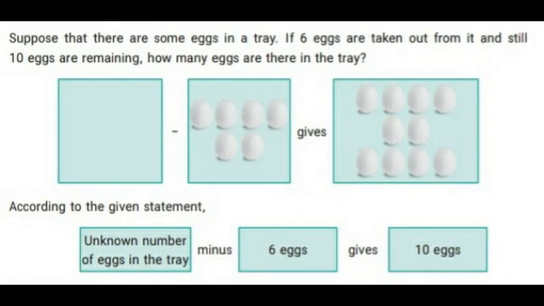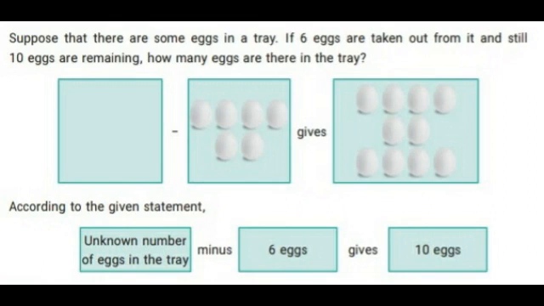Yes. Now what is the question? What was the number of eggs in the tray? In the beginning, how many eggs were there in the tray? That was the question. Now, in this picture, according to the statement, my dears, this was the picture shown, isn't it? Now, the first box, we don't know the number of eggs. It means unknown.